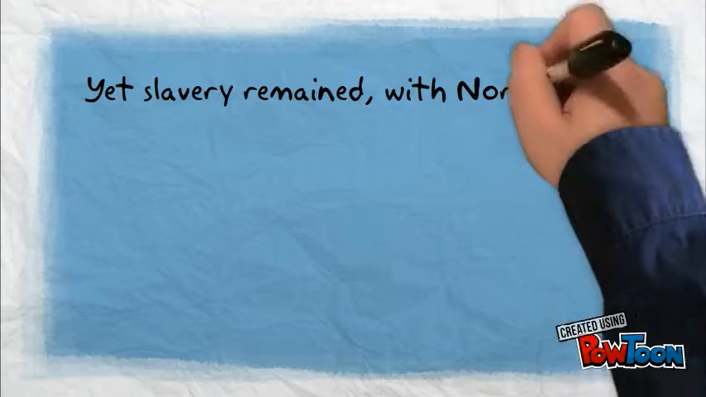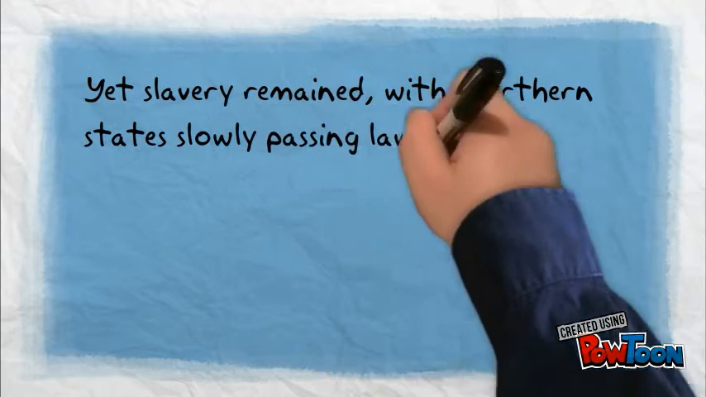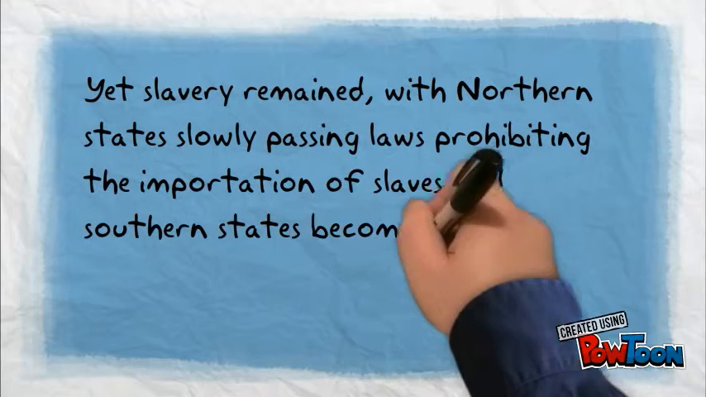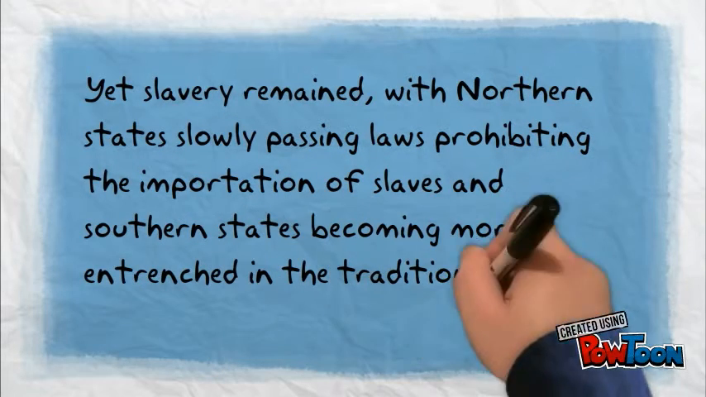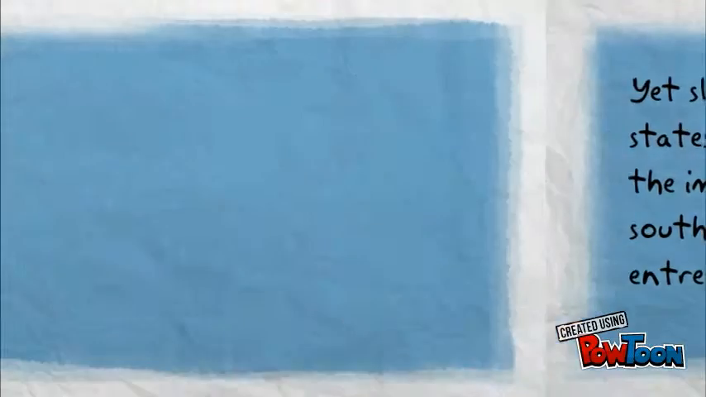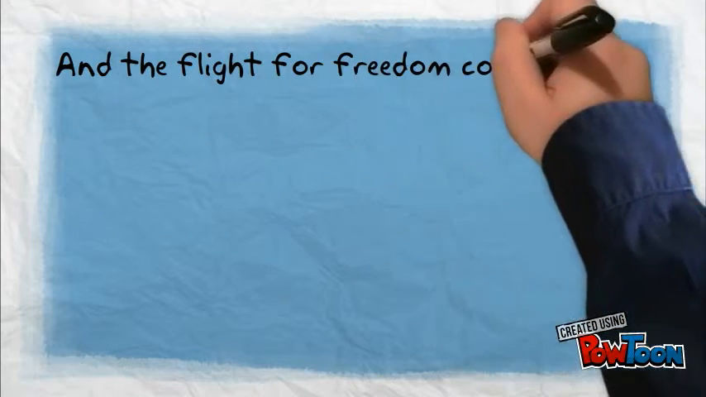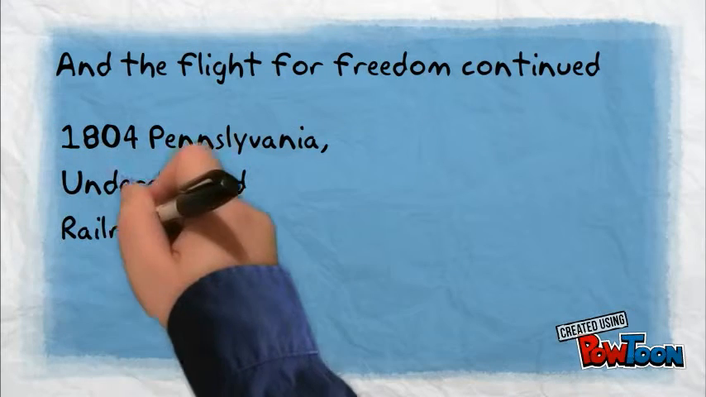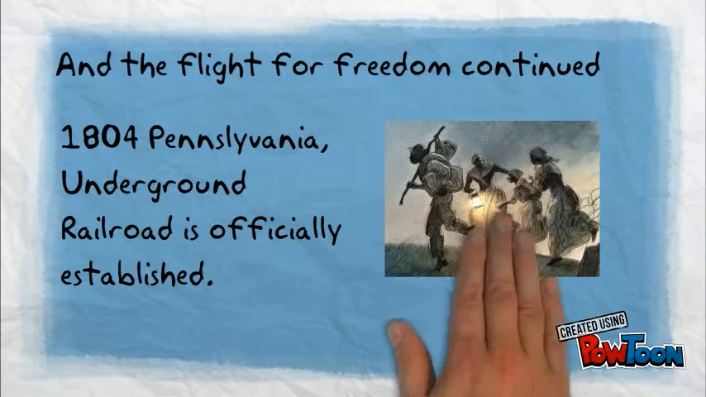Yet slavery remained, with northern states slowly passing laws prohibiting the importation of slaves, and southern states becoming more entrenched in the tradition of slavery. And the fight for freedom continued. By 1804, in Pennsylvania, the Underground Railroad is officially established.